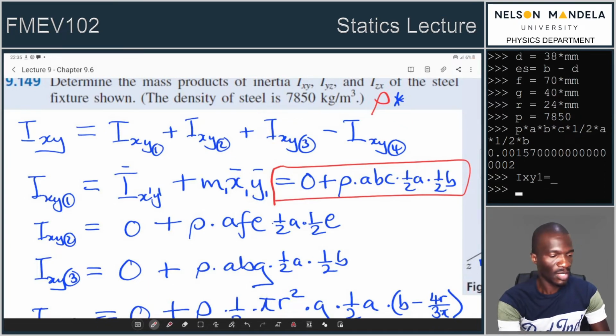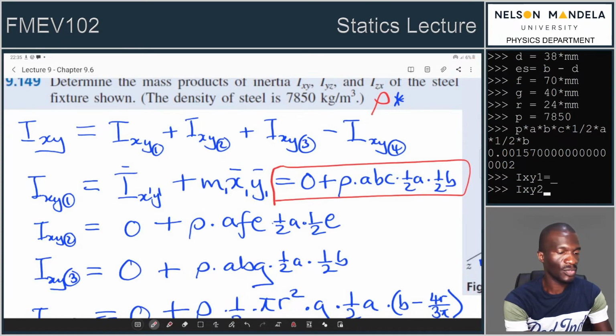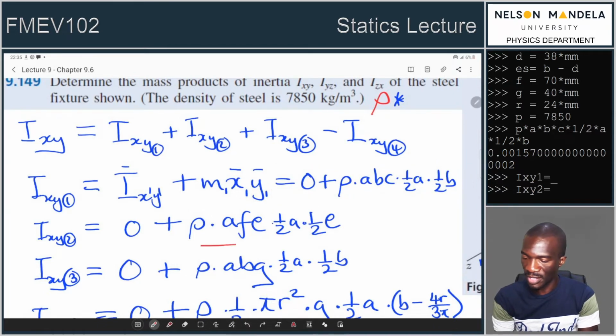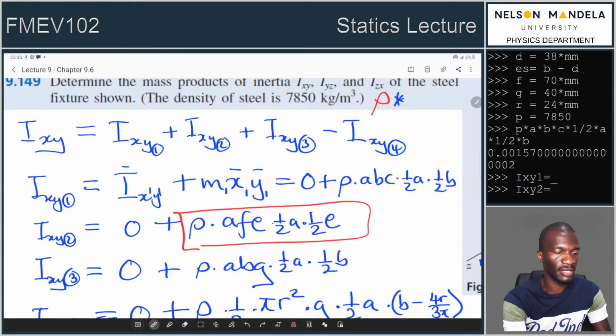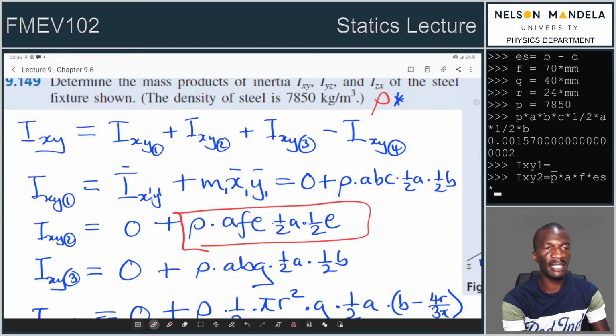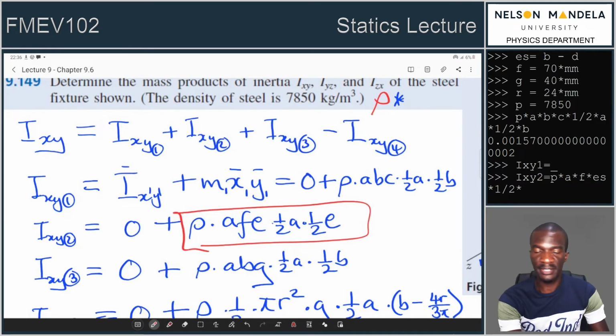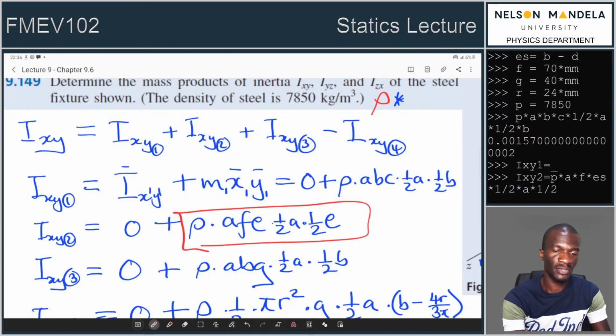So we're happy. How about IXY of shape number 2? IXY 2 is basically given by the second equation. What is the second equation? This is our second equation, P A F E. So that's our P multiplied by an A multiplied by an F multiplied by an E. I called it an ES. So multiplied by an ES, and then after AFE, we will multiply this by half of A. Yep. Half of A, and then we multiply it by half of E. So we called our E an ES. And we are happy. So let's check that again.